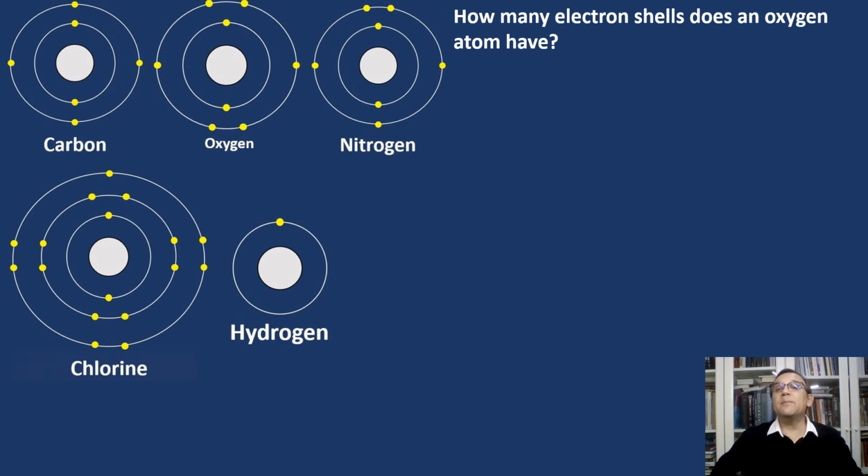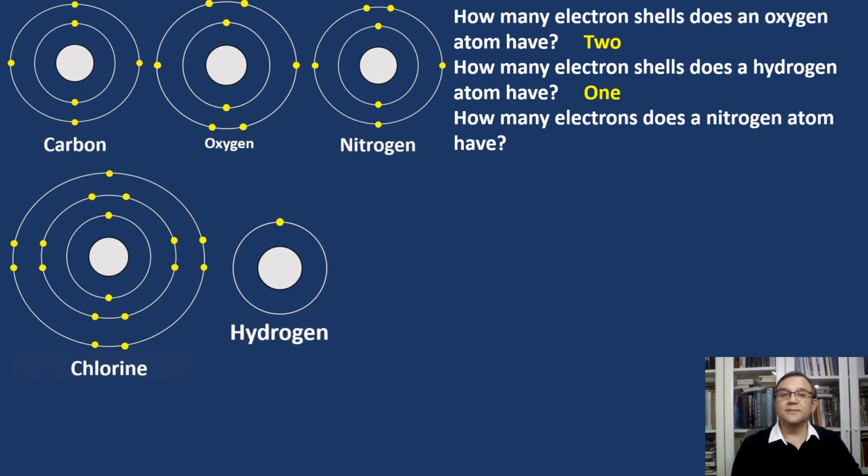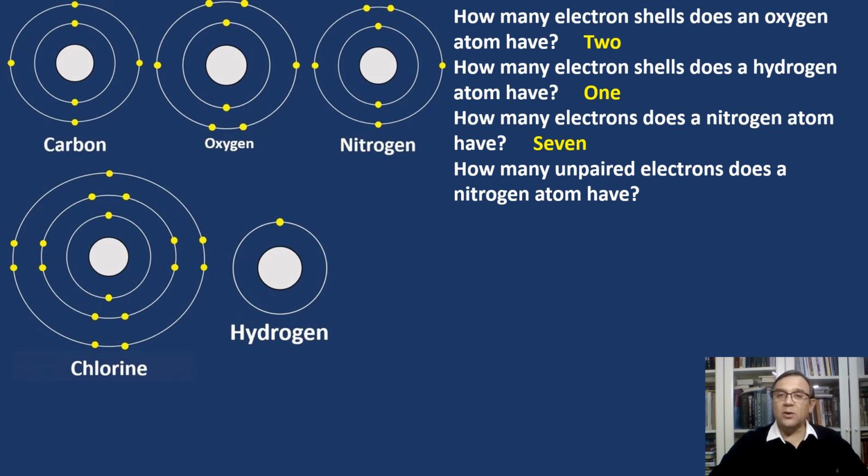So let's review some basic atomic structures. How many electron shells does an oxygen atom have? It has 2 shells, correct. How many electron shells does the hydrogen atom have? 1 shell, correct. How many electrons does a nitrogen atom have? Nitrogen has 7 electrons. How many unpaired electrons does a nitrogen atom have? Take a close look. Nitrogen has 3 unpaired electrons in its outer shell.